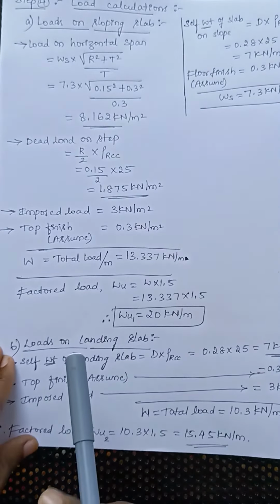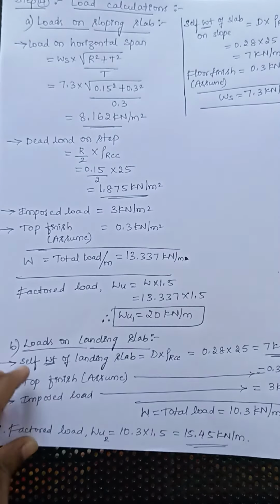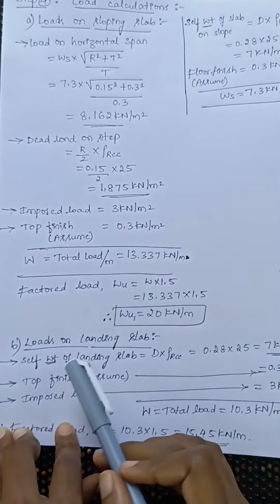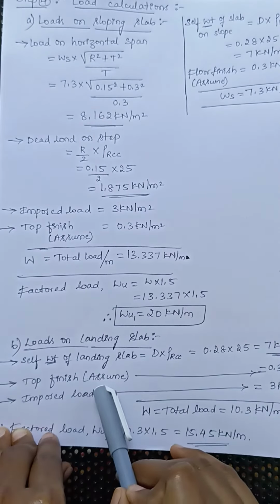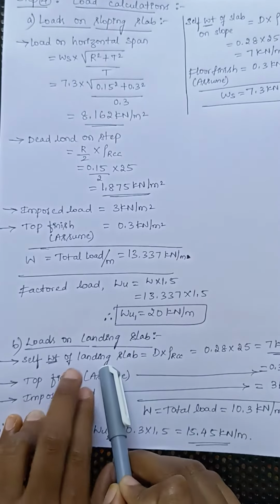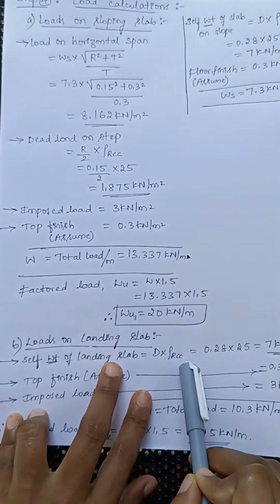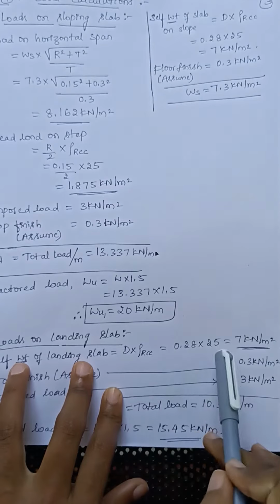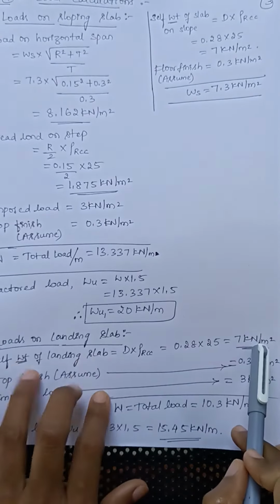The second part of the calculation has to be done on the landing slab. So let us find it one by one. Here the types of load acting are the self-weight of the landing slab itself, the live load acting over the slab, and then the floor finish. The self-weight of the landing slab is found by multiplying the overall depth with the density of RCC. Here we got the overall depth value as 0.28 into 25. Multiplying, you get a value of 7 kilonewton per meter square.